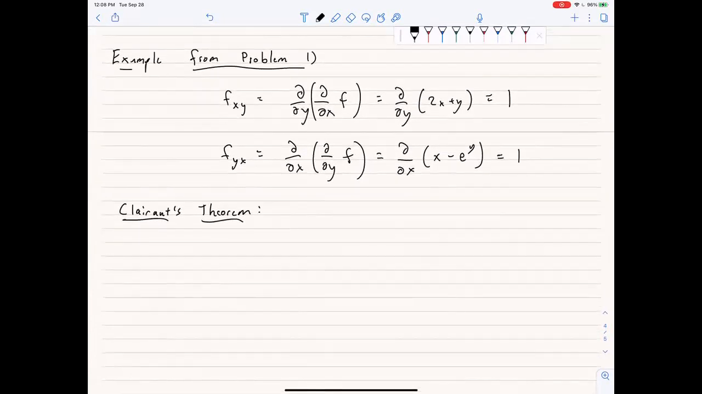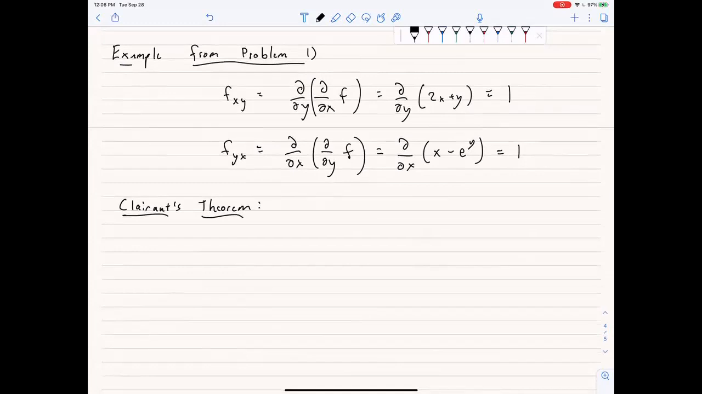Okay, Clairaut's theorem. This gentleman just noticed that they're both one, so they're equal. Now, the question is, are they always equal? And the answer is no, they're not always equal. But if you have some mild assumptions, then they are. This is where these main definitions that I've insisted we have as part of the course come into play. If both of these second partials exist, are defined, because they do involve these one variable limits in both cases, and furthermore, are continuous, then they're equal.